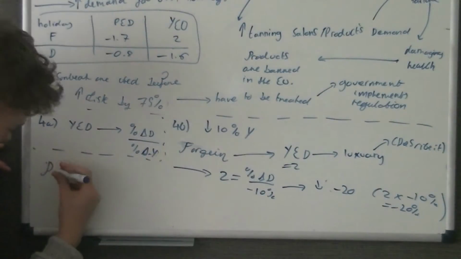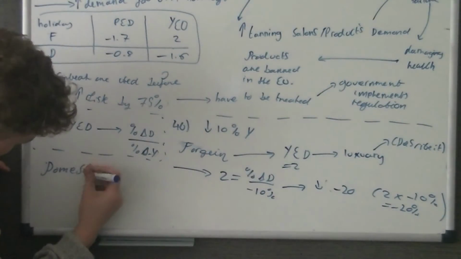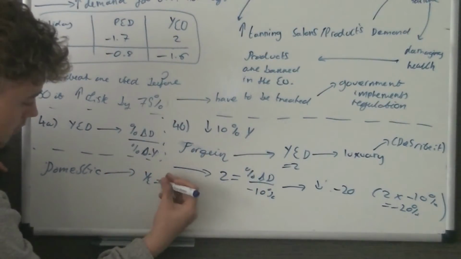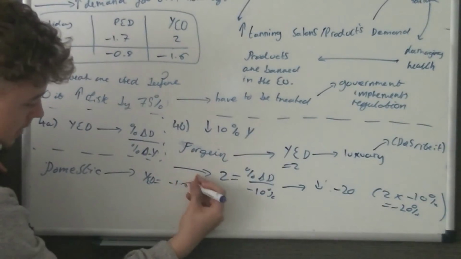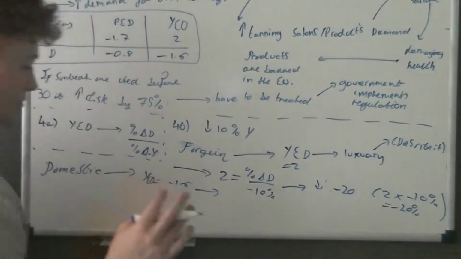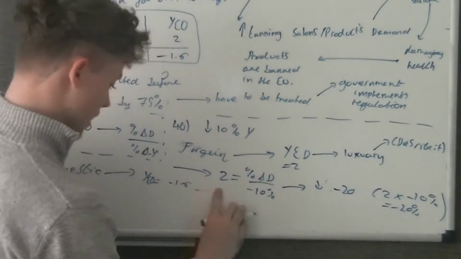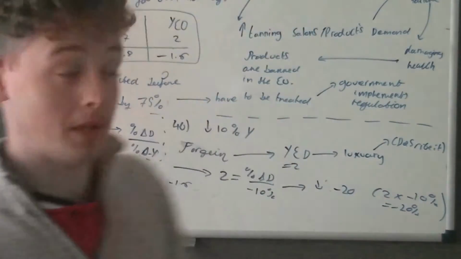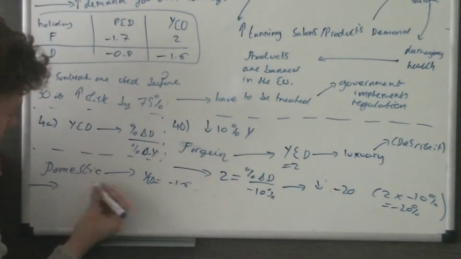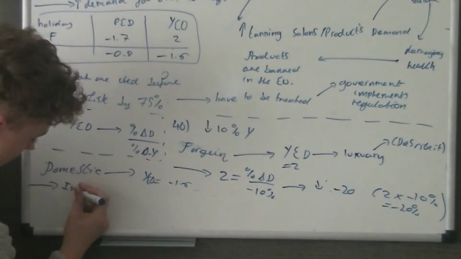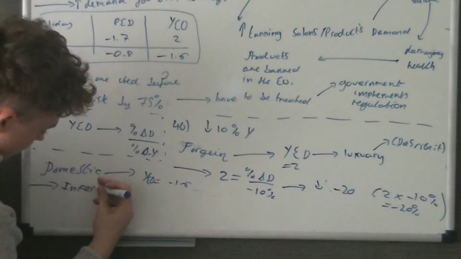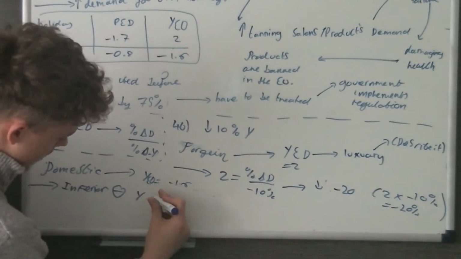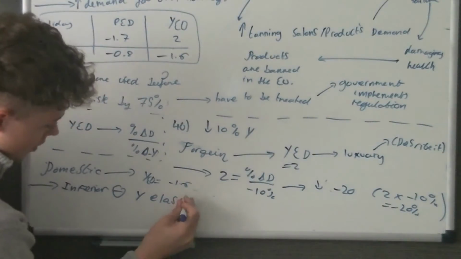Going for domestic now. I'm just going to have to rub this off as I go along. So YED equals minus 1.6. This is for domestic holidays. Just to break it up, you could say it's income elastic. So YED is minus 1.6, so it's inferior and income elastic. Inferior because it's negative, and income elastic as it's greater than minus 1.